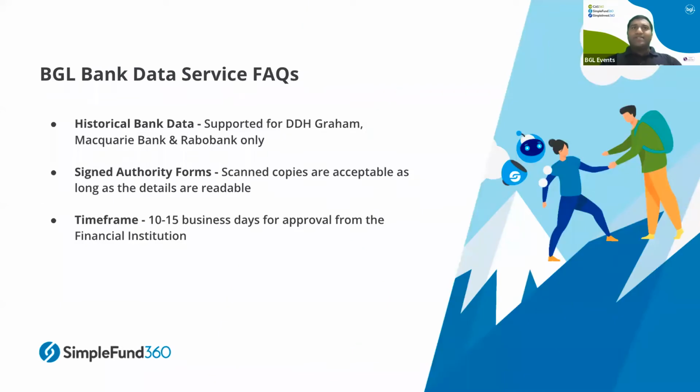Now, just before we jump into this as well, if you've got funds that are set up with Macquarie, Macquarie does provide an ESI service free of charge. This is outside of the BGL Bank Data Service. There's no charge of that $40 if a fund is set up for ESI. We won't be going through ESI today, but if that is the case, there aren't additional charges for funds set up with Macquarie ESI.